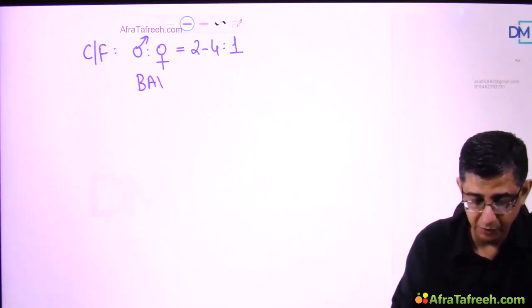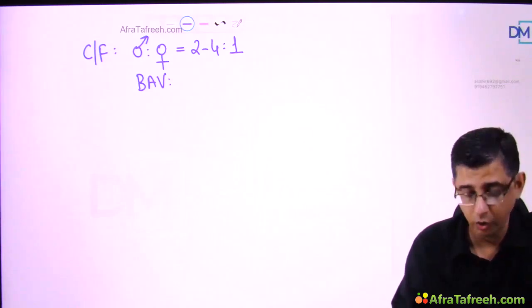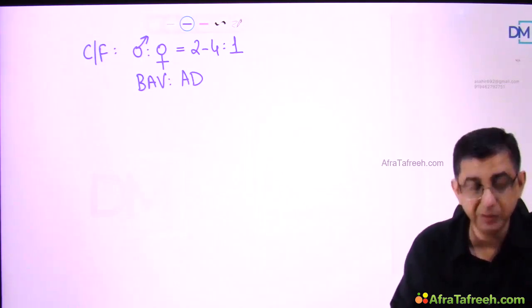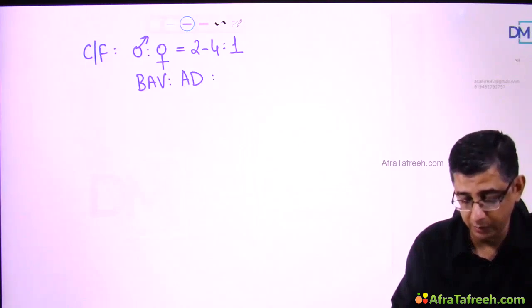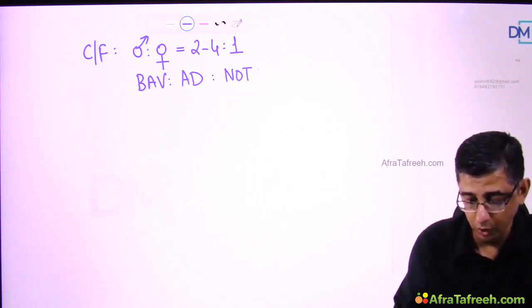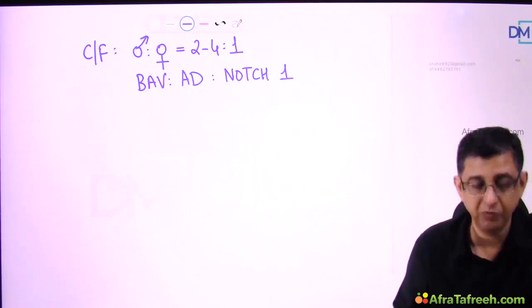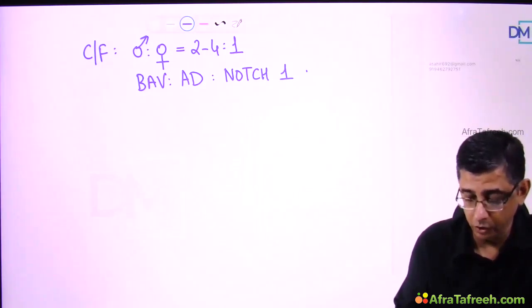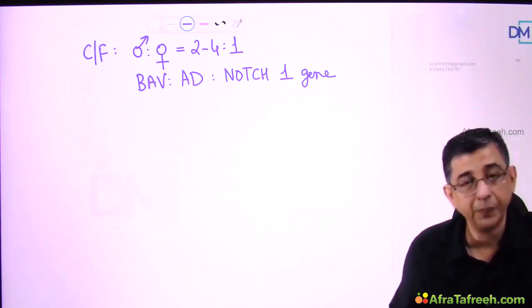Bicuspid aortic valve, which is mainly a pediatric presentation, has an autosomal dominant pattern of inheritance. So the same set of symptoms that I'll be describing to you could be described in a father-son duo or father-daughter duo. The gene involved is called the Notch1 gene.